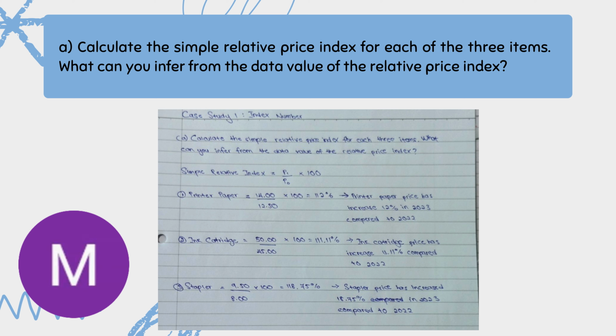Okay, we move to the calculation. Printer paper. The price of printer paper in 2023 is 14 ringgit and in 2022 is 12.50. So we put it in the formula. It's 14 over 12.50 times 100, which gives us 112%. That means the printer paper price has increased 12% in 2023 compared to 2022.